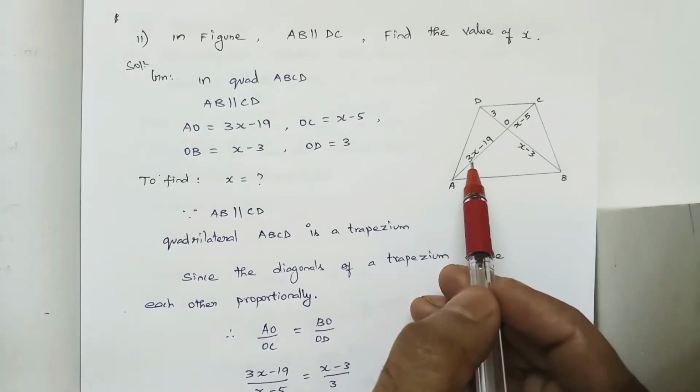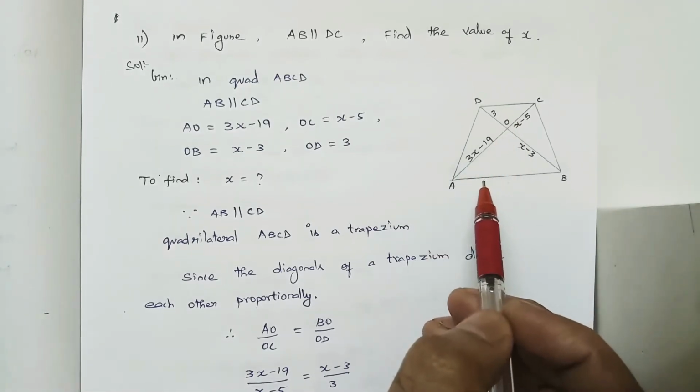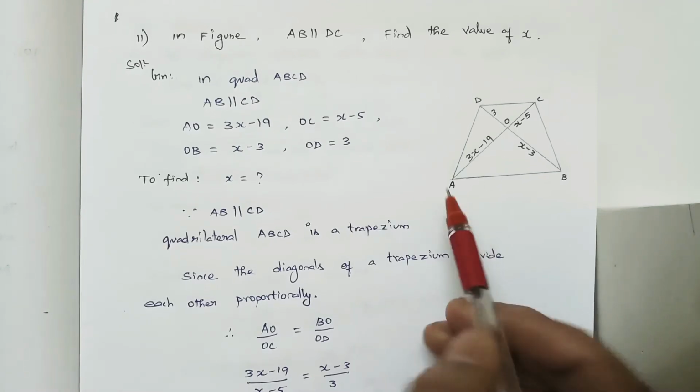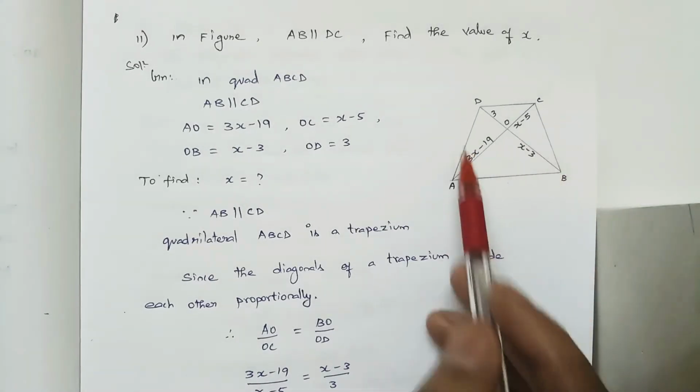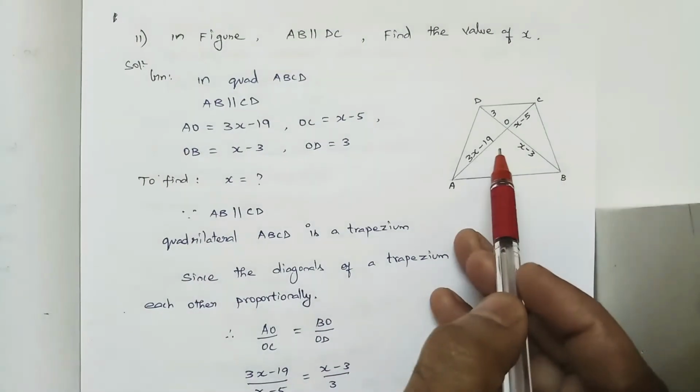If both pairs of sides are parallel, then it will become a square or rectangle, right? So any one pair alone will be parallel. It is a trapezium. So here the quadrilateral ABCD is nothing but a trapezium, right? By using the trapezium property, we are going to find the value of x.